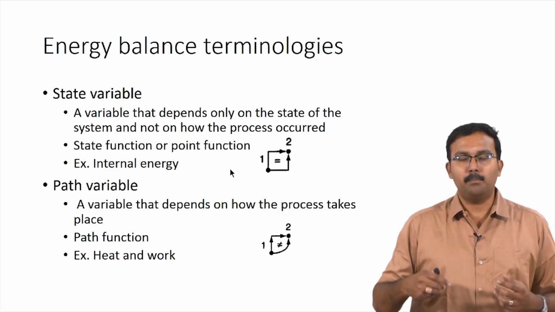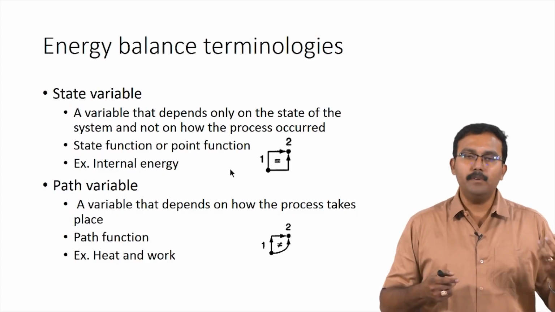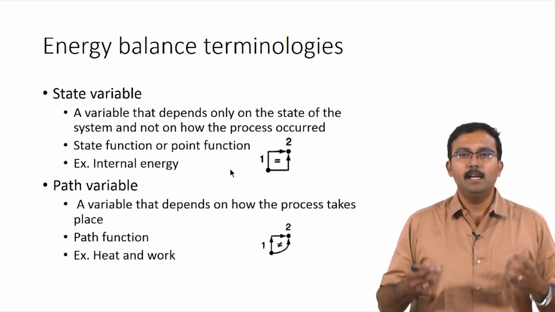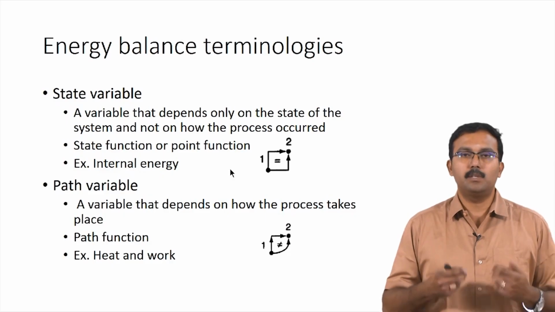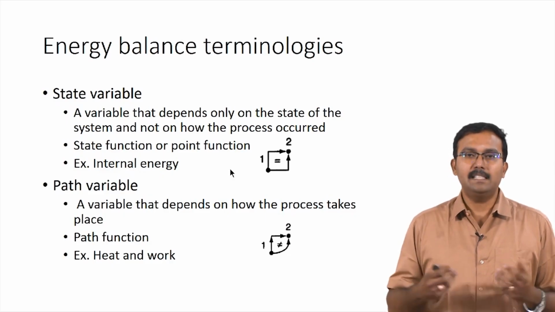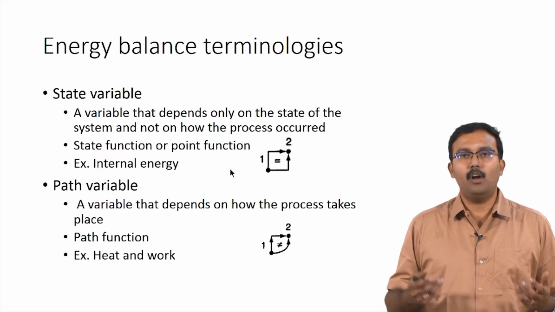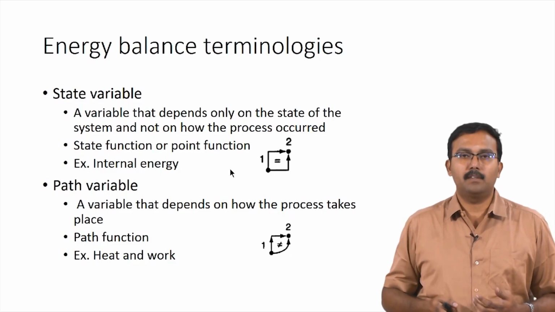So, the path or the process which has happened for moving this object from point A to point B determines the magnitude of work which was done on the system. These types of processes or variables are called path variables or path functions.